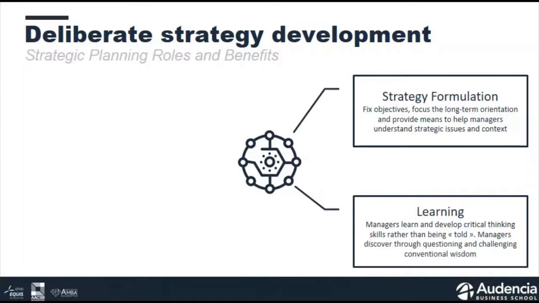The second thing the strategic planning process will do is facilitate learning and develop critical thinking skills of managers. Instead of telling them what to do and what decisions to take, if we're using the strategic planning process where there could be eventually multiple people involved, all of these people need to learn what's going on. And we don't want to tell them what we want. We want them to discover through questioning and challenging conventional wisdom. So the process should stimulate debate and should stimulate discovery by managers.